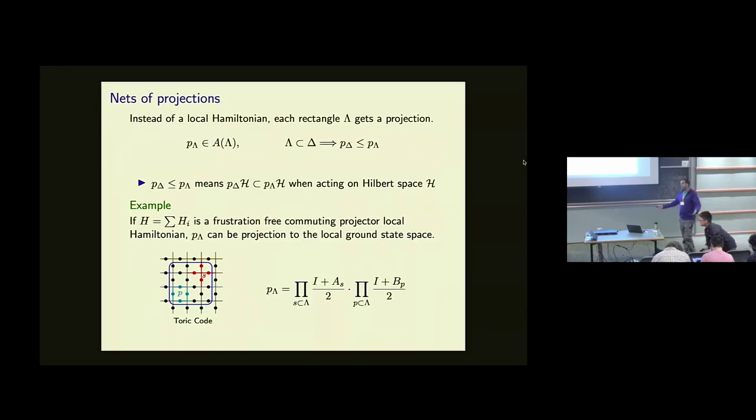It's a choice. This is the setup. The setup is a net of algebras plus a net of projections. That's our setup to play our game today. So one for each rectangle, one for every rectangle, and the only rule is larger regions get smaller projections.